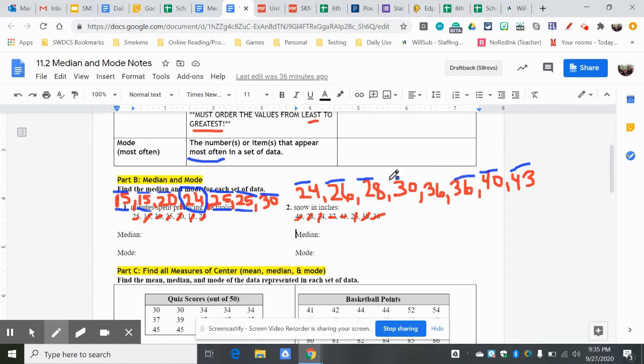Ooh, now I have 2 middle numbers. Whenever I have 2 middle numbers for my median, what you have to do is add up those 2 numbers, 30 plus 36, and then we need to divide by 2. So use your calculator right now. Do 30 plus 36 because those are combined, and then I divide it by 2 to see what is in the middle of those 2 answers. What is your median for number 2?